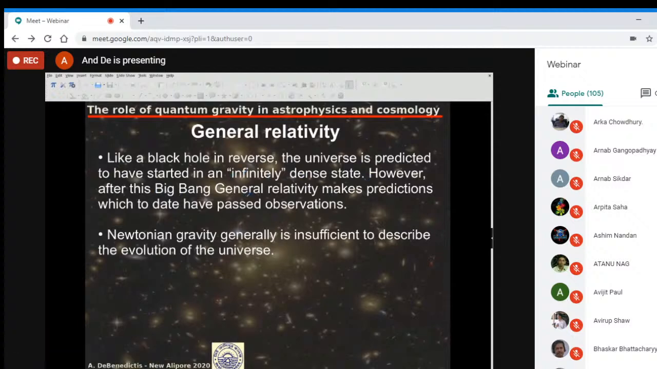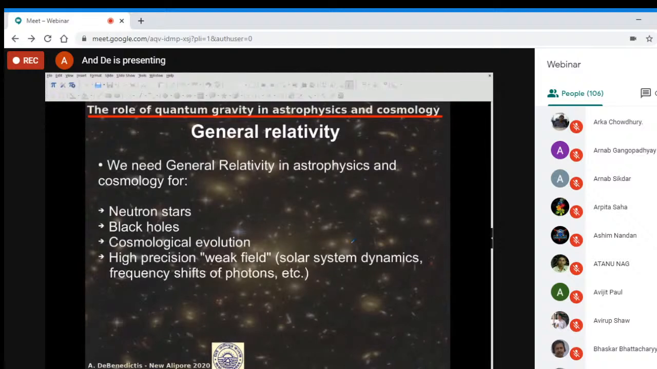However, after the Big Bang, because we don't like infinities, mathematically we cannot deal with them, and physically they don't make much sense. But after the Big Bang, general relativity makes predictions which, to date, seem to have passed pretty much all observations. Newtonian gravity, there are some papers on this on the archive if people are interested, but there are many reasons why Newtonian gravity is generally insufficient to describe the evolution of the universe. Overall, there are many places, of course, in astrophysics and cosmology where Newtonian gravity is fantastic. It's perfectly valid.